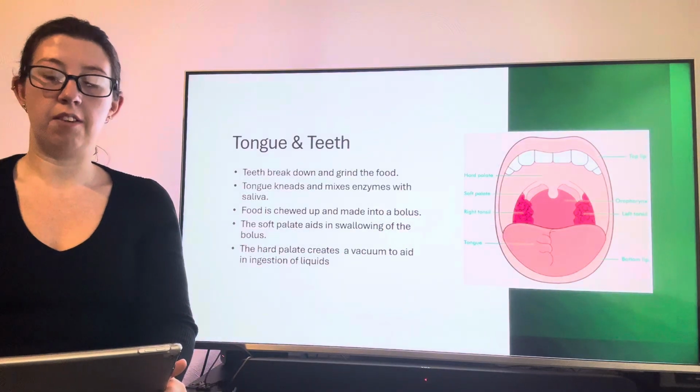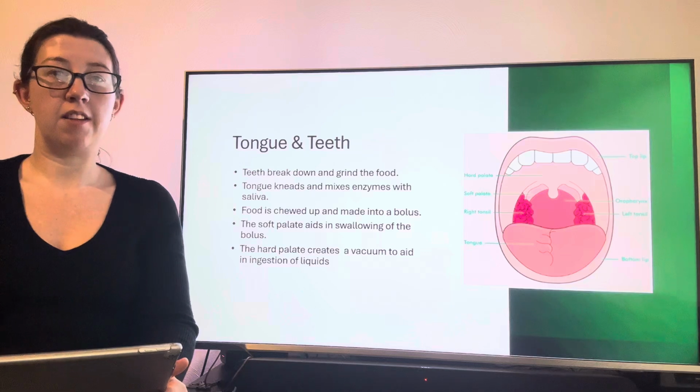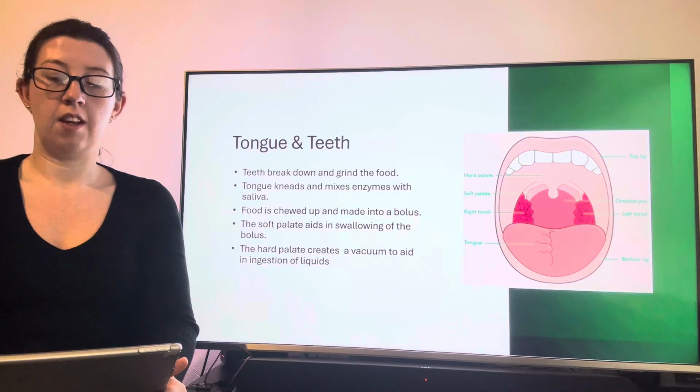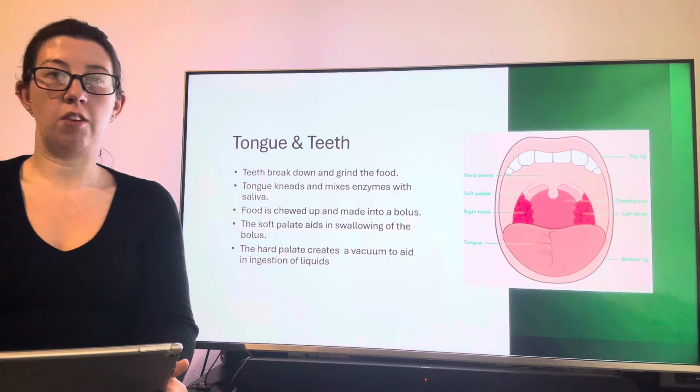The tongue and teeth aid in digestion. The mouth produces 1.5 litres of saliva a day. The teeth break down the food and grind it. The tongue kneads it and mixes it with enzymes in the saliva, which makes it into a bolus, which is swallowed.